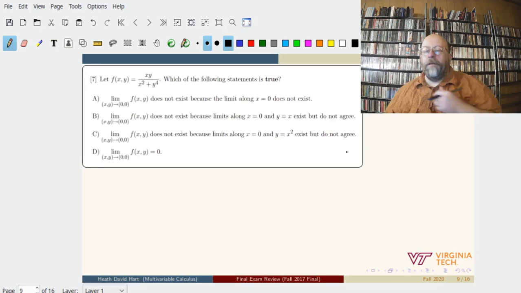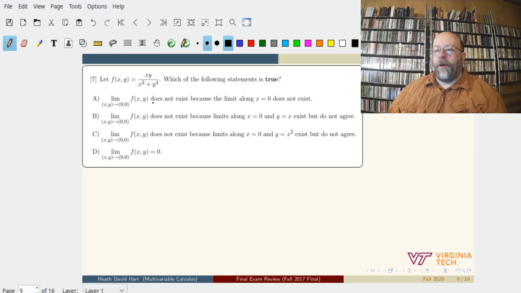Number 7. Which of these statements is true? Is this the same problem that we did on the... it's worded a little differently, because the last time one of the choices was that something existed, and something about a kx in the choices. So this is a very similar problem to what we did last time, but it's worded a little differently. So let's look at some of these choices.